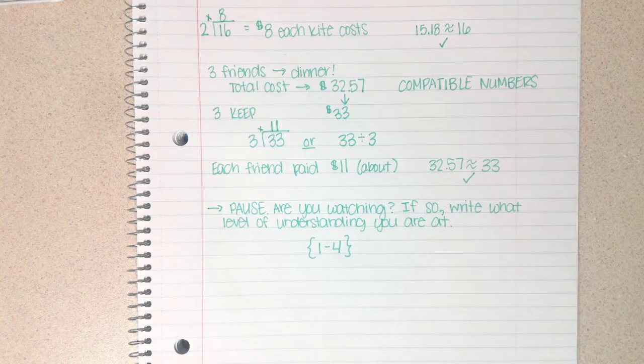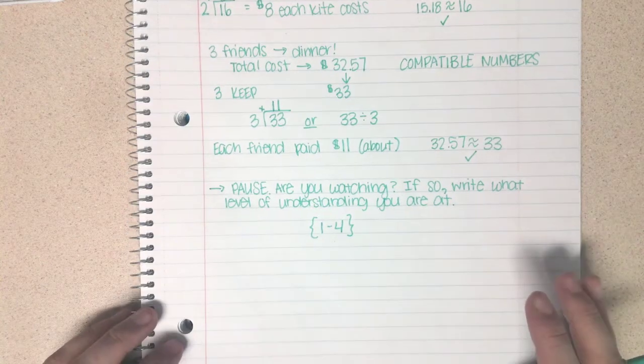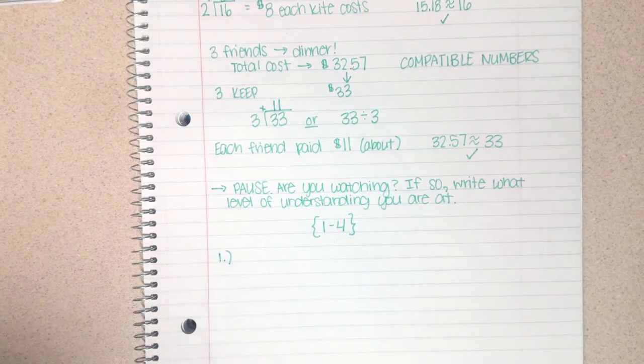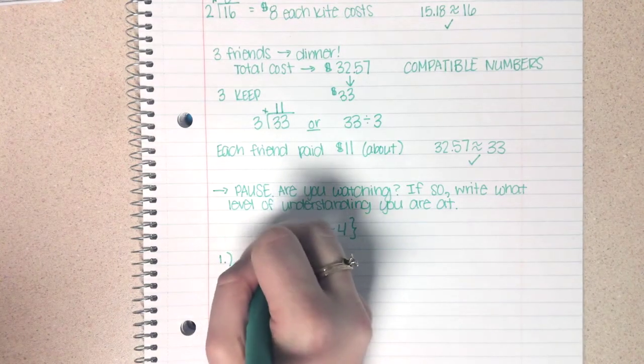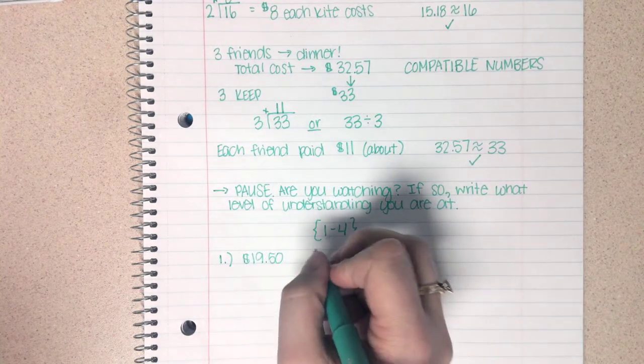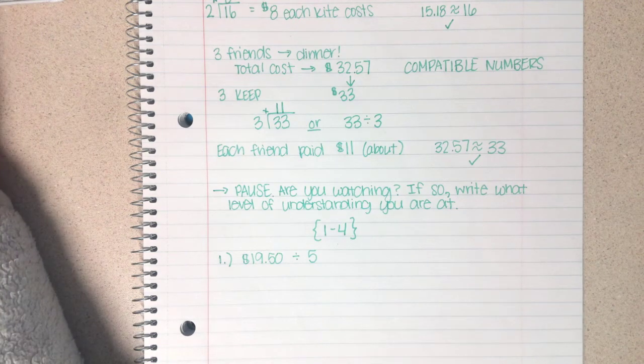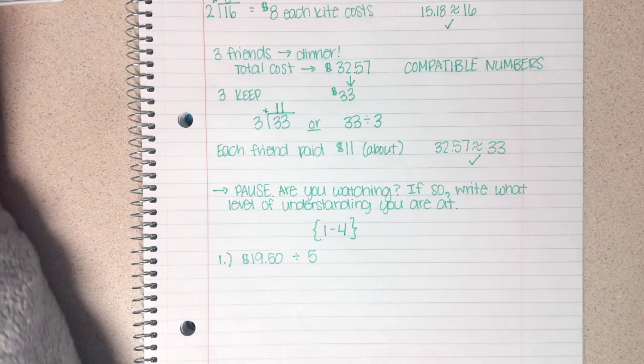All right, let's go ahead and try some practice problems. I'm still going to do these with you, and then I'll have you do a couple on your own that you have to come show Mrs. Jenkins before you can move on. So the first one, let's do together. $19.50 divided by 5. Okay, so I'm going to go ahead and do this one. I want you guys to just follow along. And then in the next one, I guess I'll be doing them all on my own.